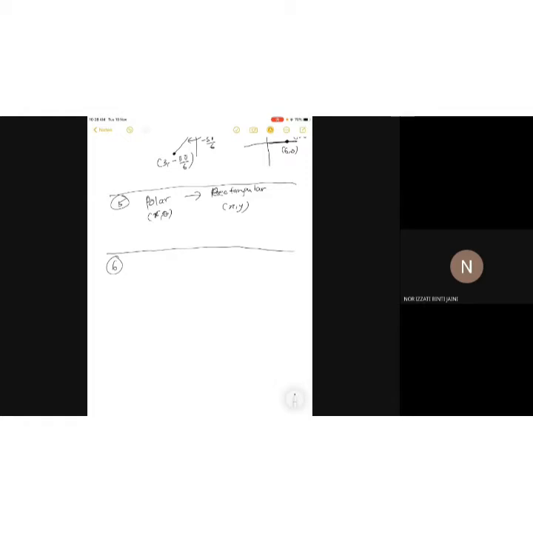Okay, nombor 6. Nombor 6 ni sama. Nombor 6 is a rectangular to polar. Ni pun kita dah tengok lah tadi. Saya tak ada masalah. Rectangular to polar means xy to r theta. So kalau you tak ada interrupt, so I assume tak ada masalah.